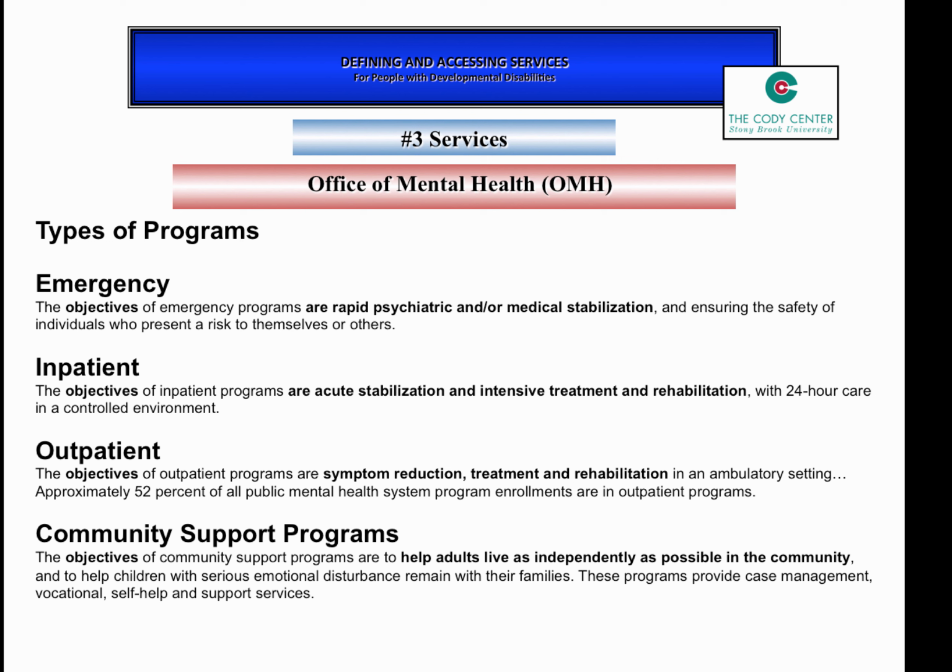The objectives of inpatient programs are to provide acute stabilization and intensive treatment and rehabilitation. They usually have 24-hour care. There's also outpatient. The objectives of the outpatient programs are symptom reduction, treatment, and rehabilitation. They may also follow up to make sure medication is being taken properly. And then also community support programs. The objectives of community support programs are to help adults live as independently as possible, but within the community.